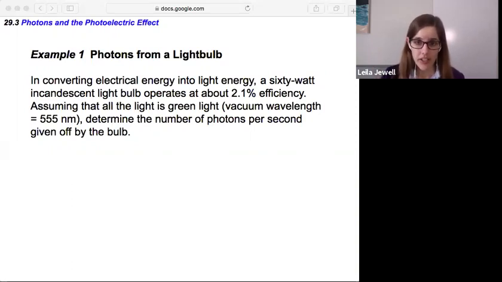And then it tells us that there's this 2.1% efficiency in creating light energy. So that means of the 60 watts or the 60 joules per second, only 2.1% of them are actually becoming light. Most of it's just getting lost to heat. So we need to use this efficiency to know how much energy is actually light. And then we need to figure out how much energy it takes for the light to be green. So let's take a look at that.